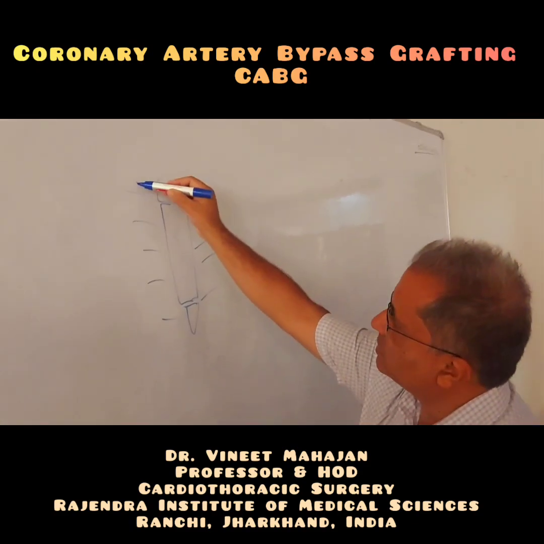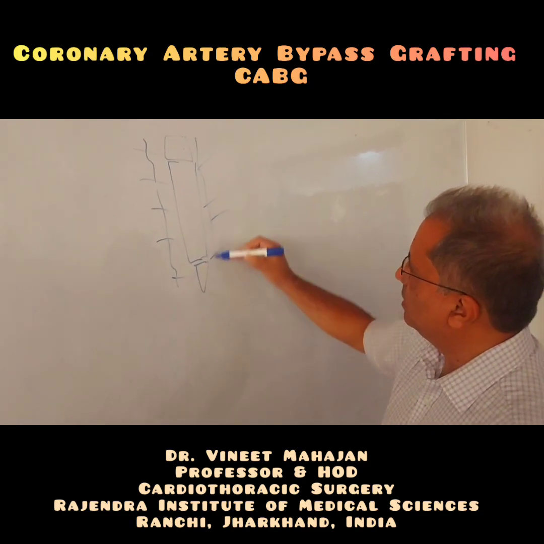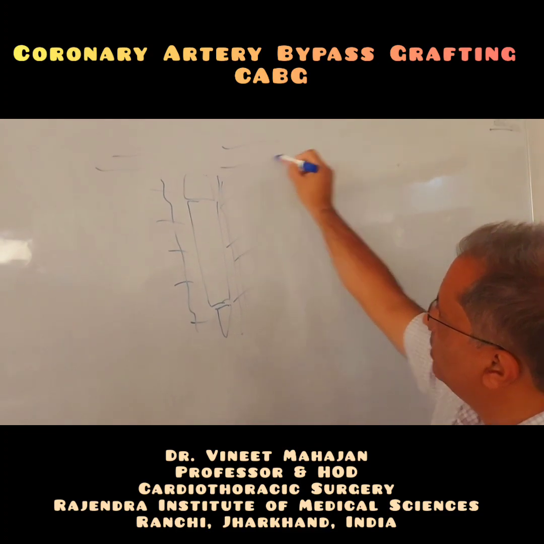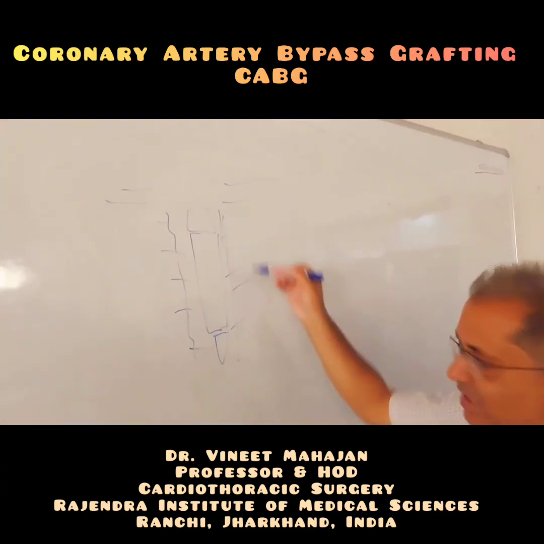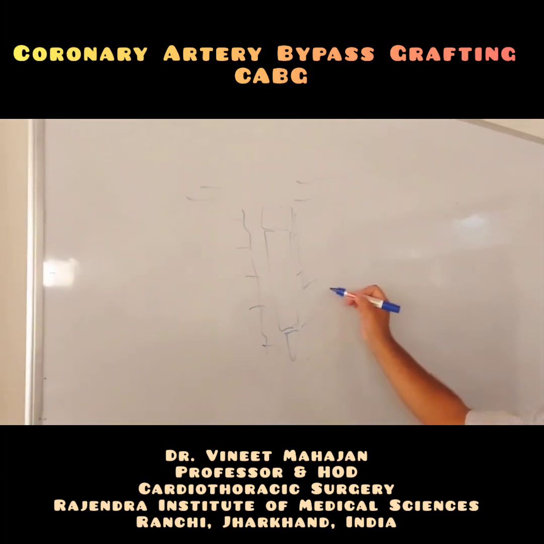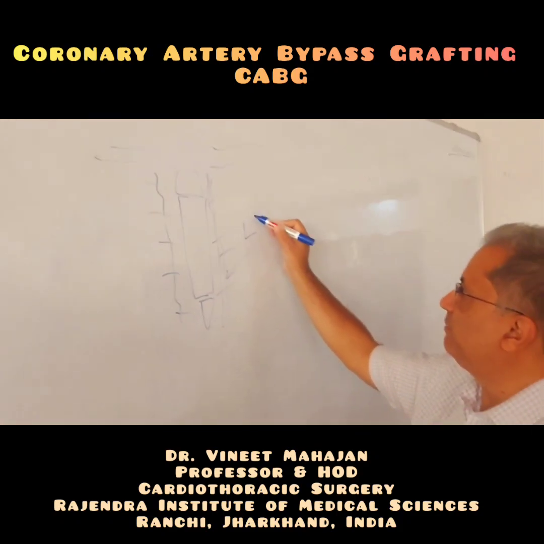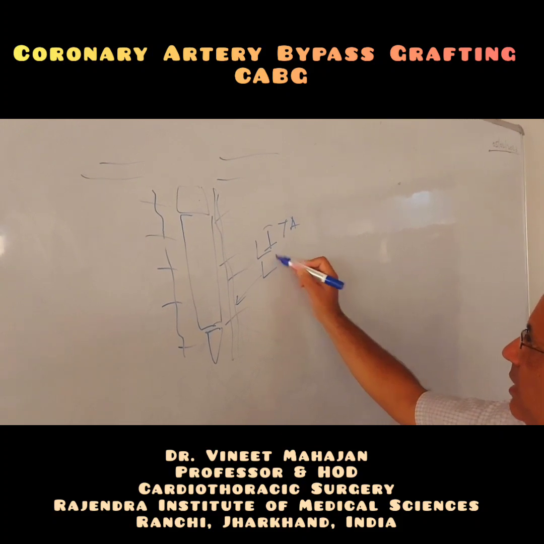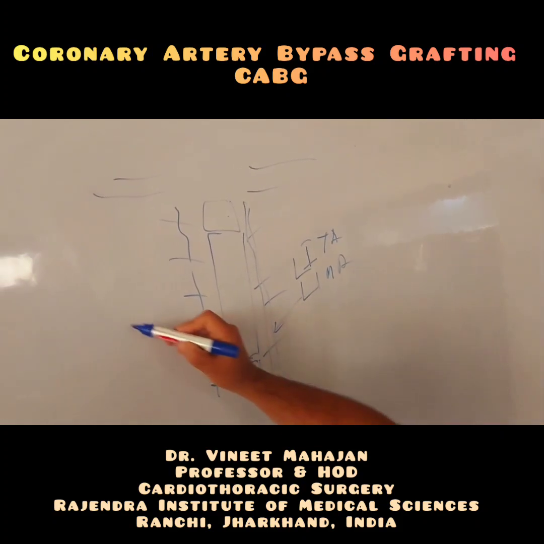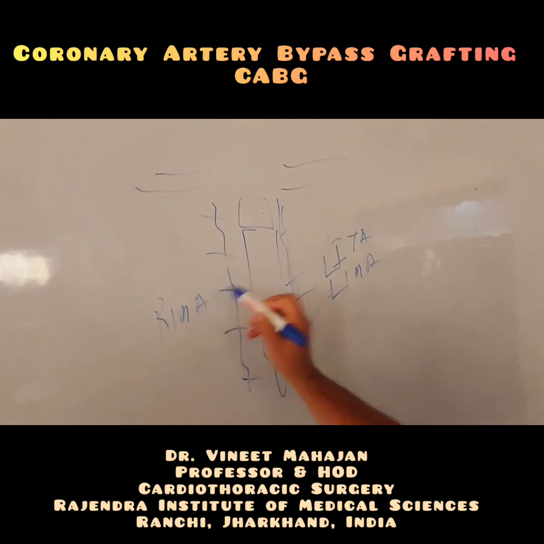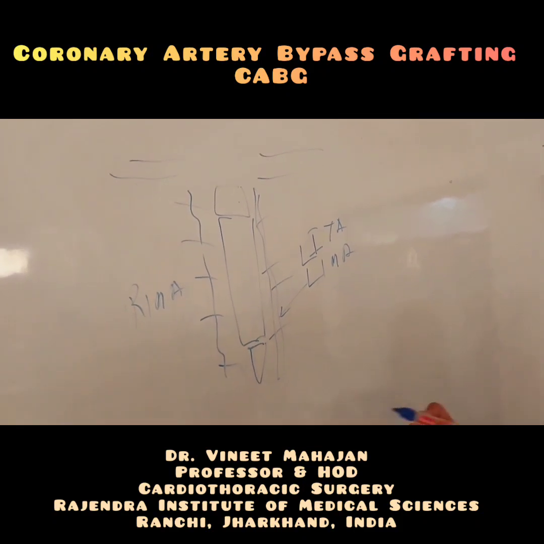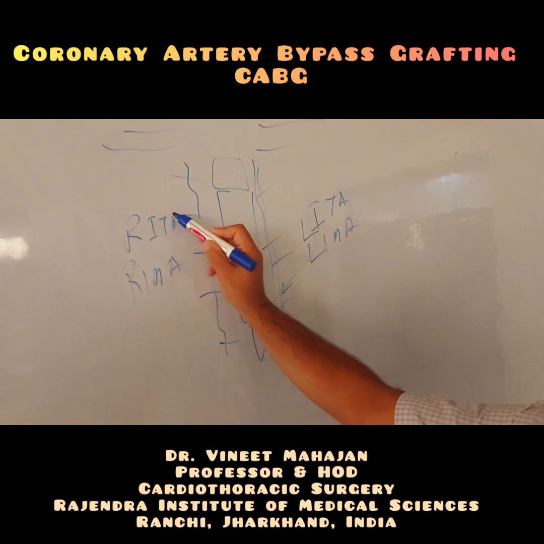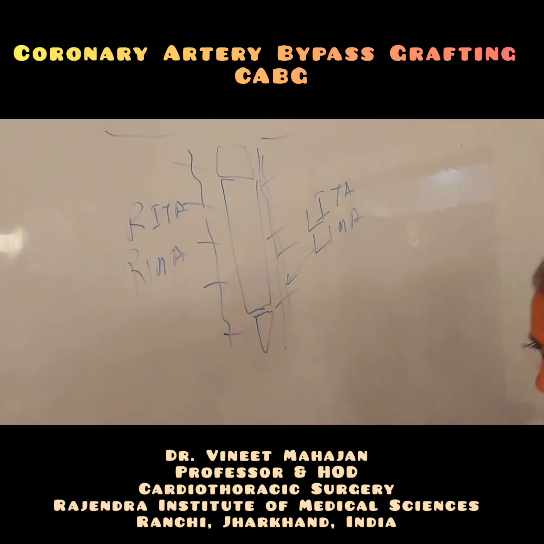There are two vessels which come and descend down here, branches of the subclavian. These are known as internal mammary arteries. On the left side it is known as the left internal thoracic artery or left internal mammary artery, and on the right side the right internal mammary artery or right internal thoracic artery. LIMA, RIMA, or LITA, RITA, whatever.